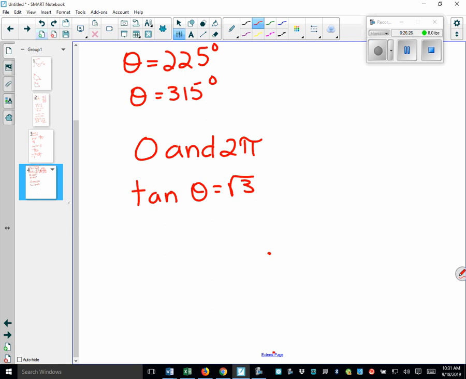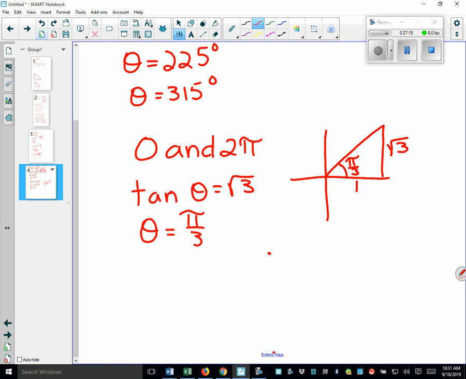What quadrants am I in? 1 and 3. You've got to be able to know your quadrants. Anybody know what my reference angle is? Tangent is opposite over adjacent. What is this angle? 60 degrees, pi over 3, because the 3's are opposite each other. Radical 3 and pi over 3 are opposite. Agreed? So my first angle is pi over 3.